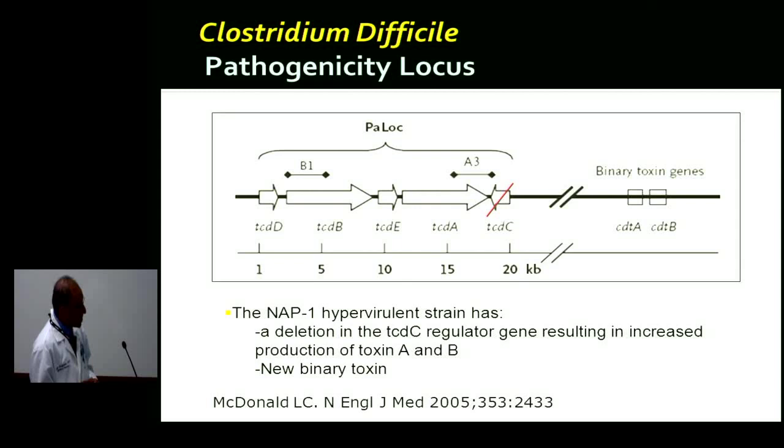And if you see the gene that has the line across it, the red line, that is a negative derepressor. This actually suppresses toxin production, and there's actually a deletion in this gene, which results in a significant increase in toxin production, both A and B.